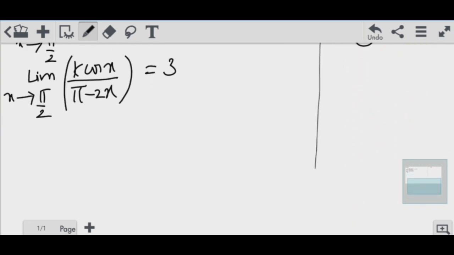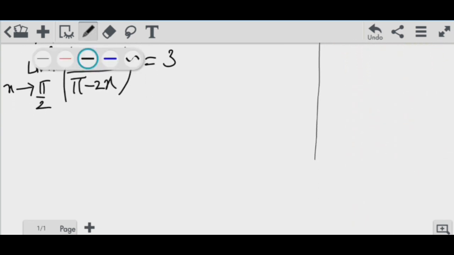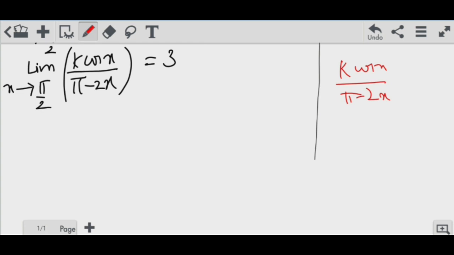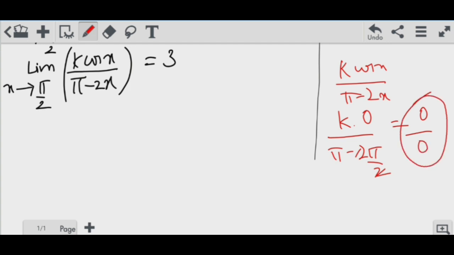You can observe here, whenever you substitute x is equal to pi by 2 in this expression k cos x divided by pi minus 2x, k cos pi by 2 is 0, divided by pi minus 2 into pi by 2. 2 and 2 get cancelled, you are left with 0 divided by pi minus pi, 0. 0 by 0 you will be getting, that is the indeterminate form. So while calculating this limit you cannot directly substitute x is equal to pi by 2.